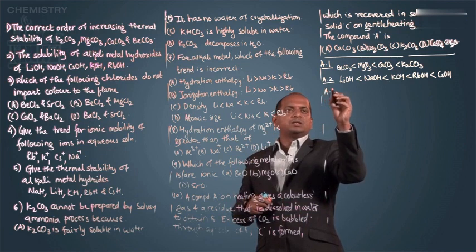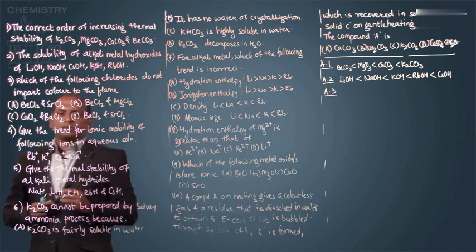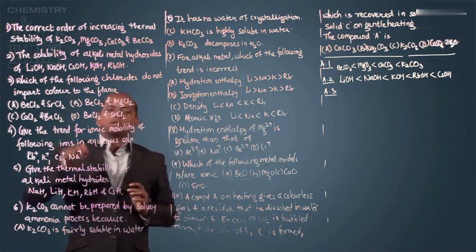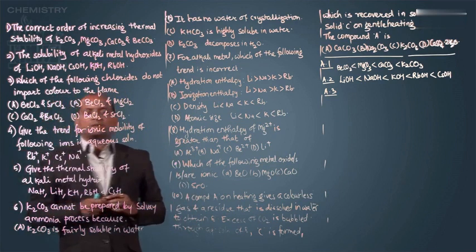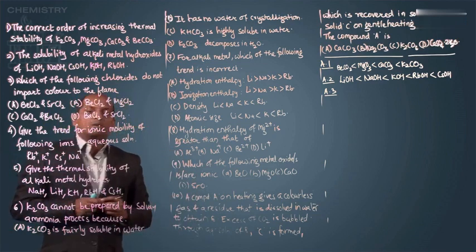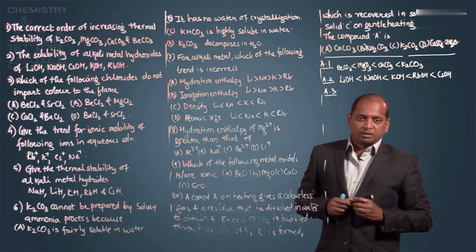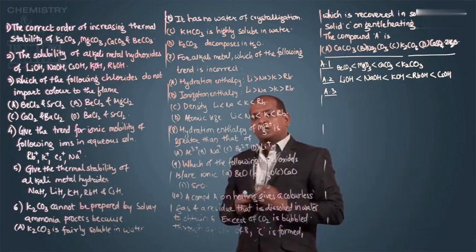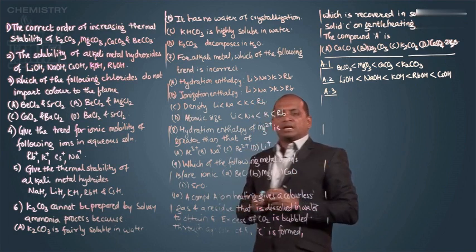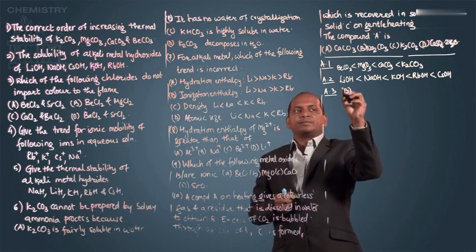Hence, the answer for this question: BeCl2 and SrCl2. So BeCl2 will not impart color to the flame, but SrCl2 will impart color to the flame because of the low ionization potential. BeCl2 and MgCl2, both will not impart color to the flame because they have very high ionization potential. The electron is tightly held by the nucleus, and therefore the excitation of electron is not taking place in a visible range. Hence, the answer is B.